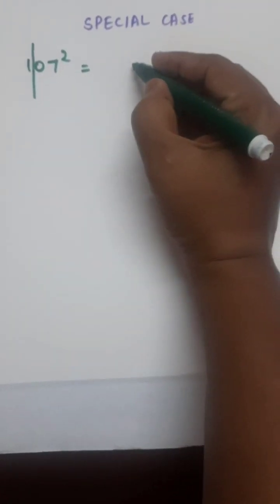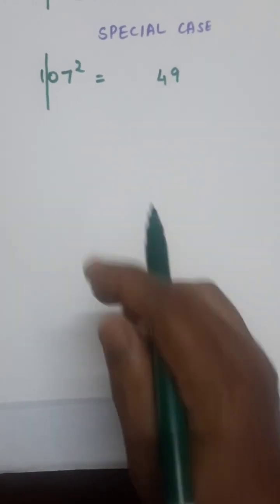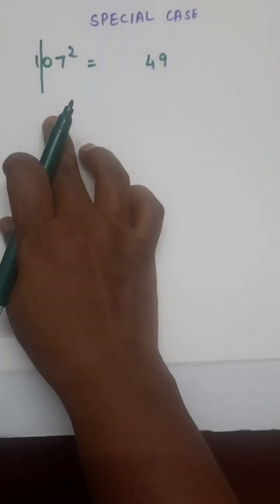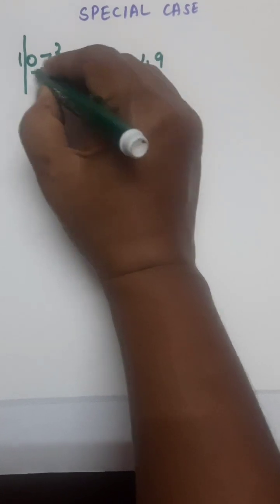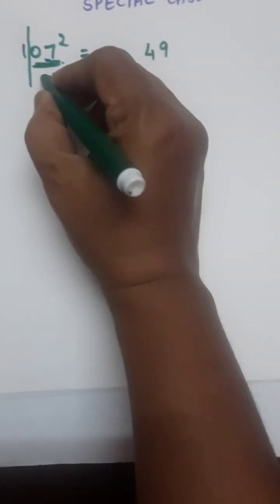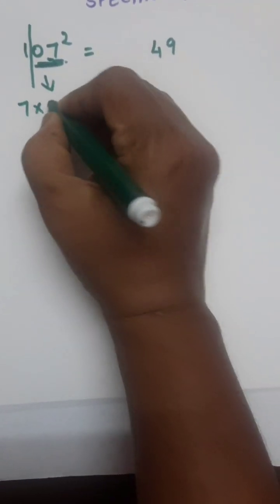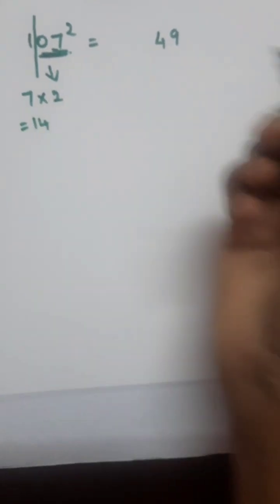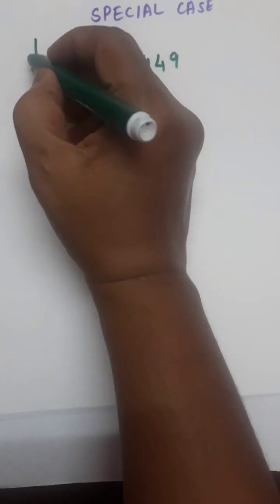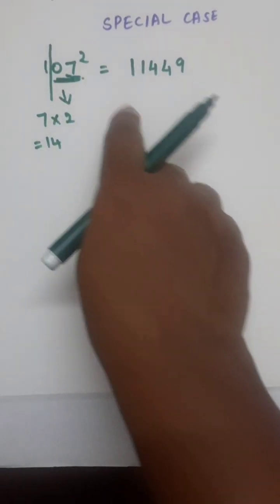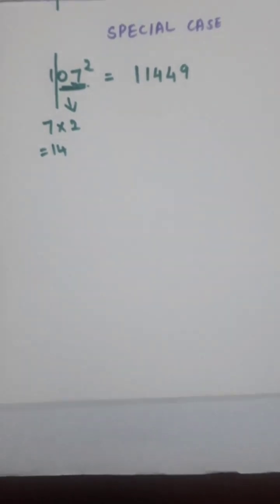07 square is 49. 7 square only it is. So it is 49. Now remaining is 7 multiplied by 2, which is equal to 14. So that 14 also we will write, and this one that is there, that also we will write. That's all. 107 square is 11449.